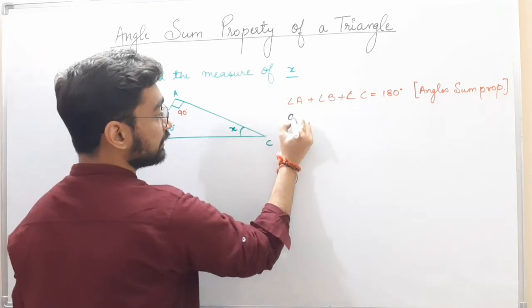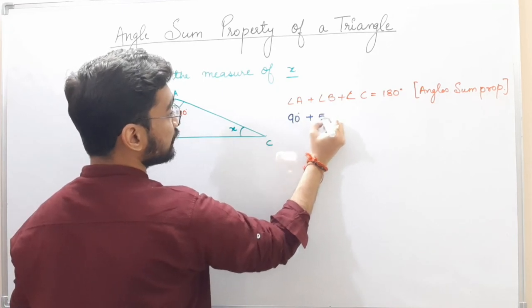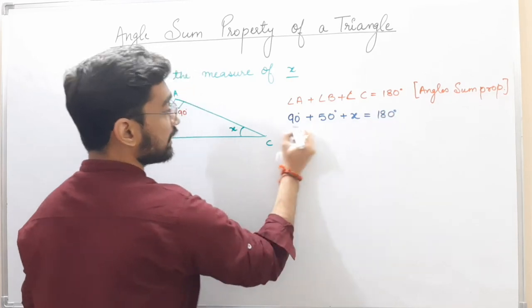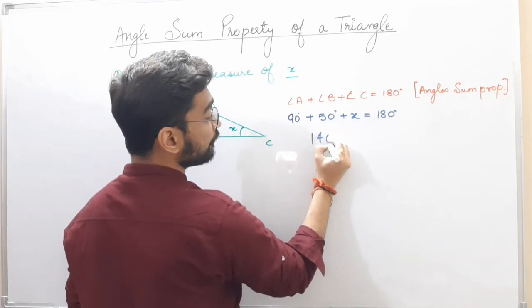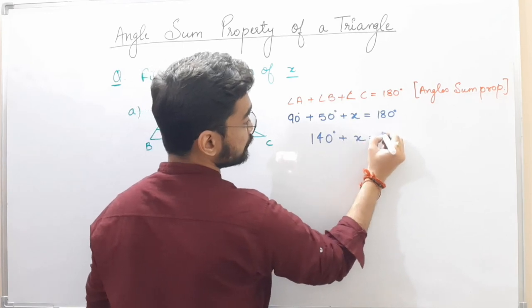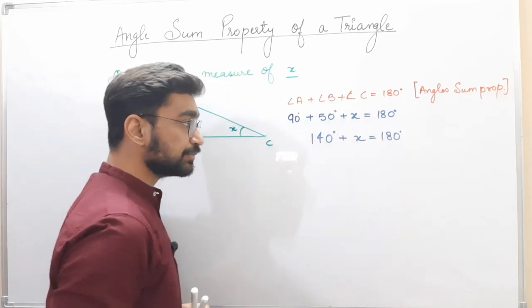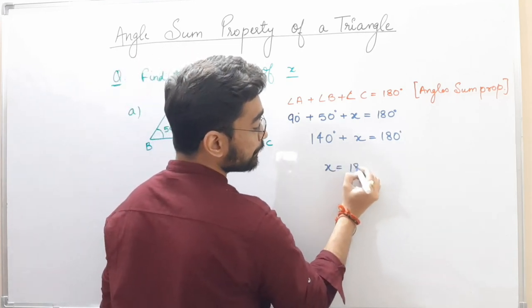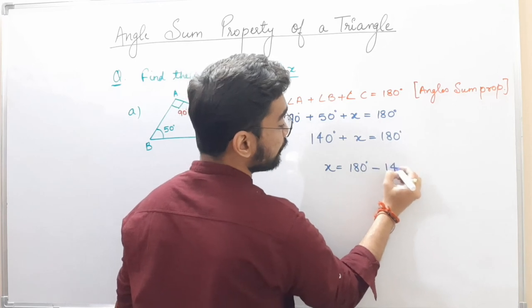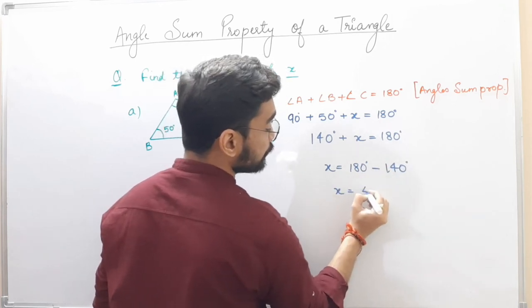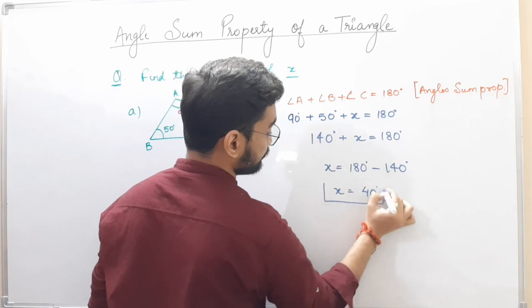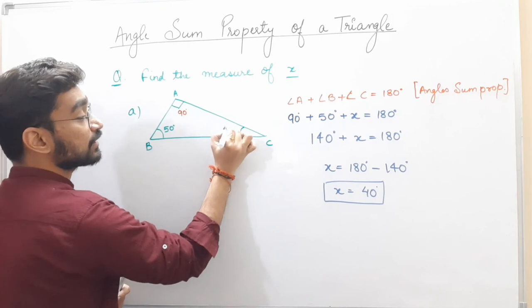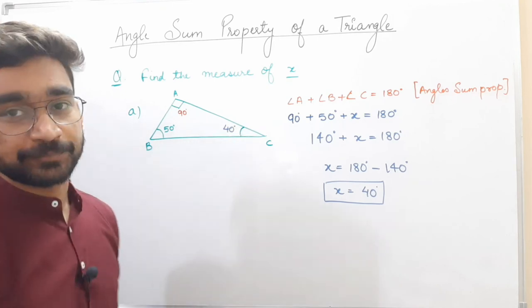So instead of these angles, I am putting the values here. Angle A means 90 degree plus 50 degree plus x will be equal to 180 degree. Then 90 plus 50, 140 degree plus x equals 180 degree. Then using the transposing method, this 140 will jump from this side to this side. Then x will be equal to 180 degree minus 140 degree. So x will be equal to 40 degree. We can say that the third angle of this triangle is equal to 40 degree.